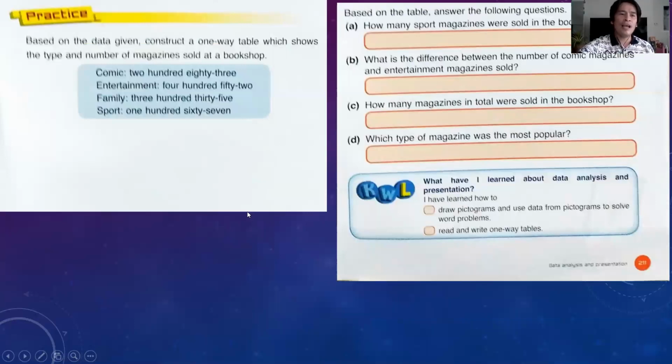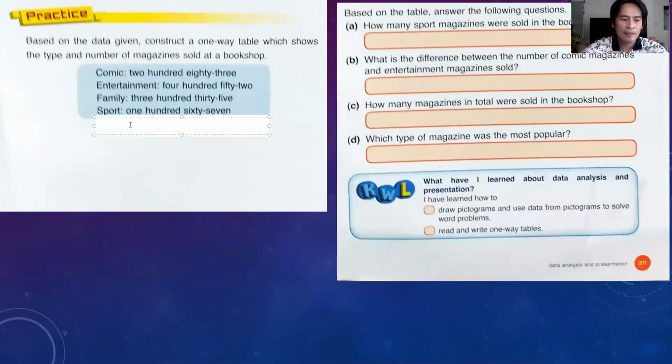Okay, so let's start answering practice exercises found on page 211. You are going to make a one-way table now. Get your pencils, and then you have to make a table. So do not forget to write the title. I'm going to help you. The title of this is Type and Number of Magazines Sold at a Bookshop. So you can choose magazines sold at a bookshop is okay.